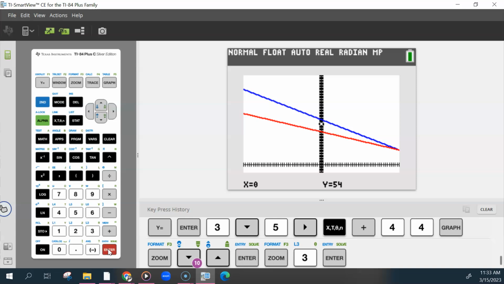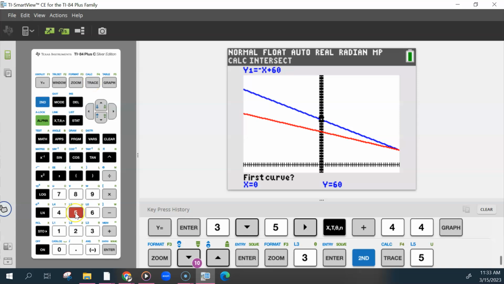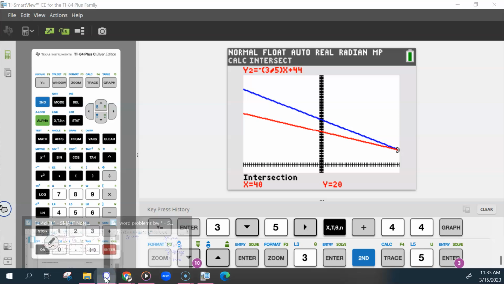Then from here, find where they intersect, second trace, and then intersect, and then hit enter 3 times. And then we would write down that point, and then do more with it.